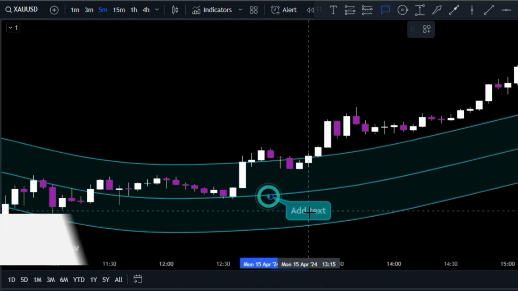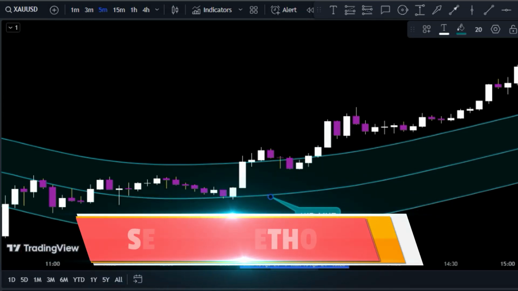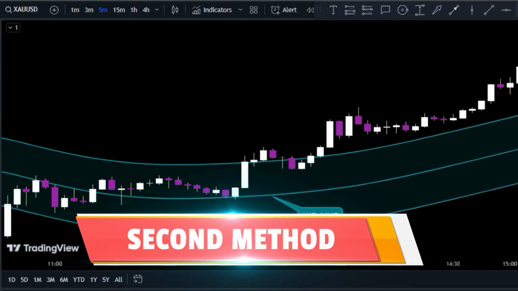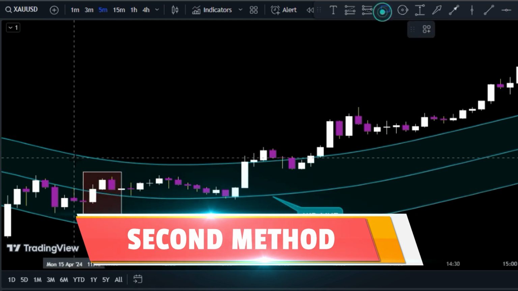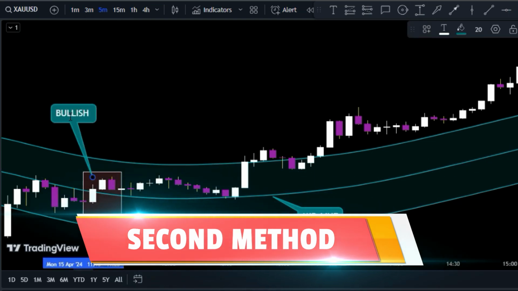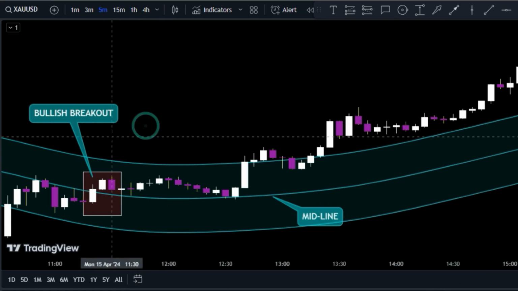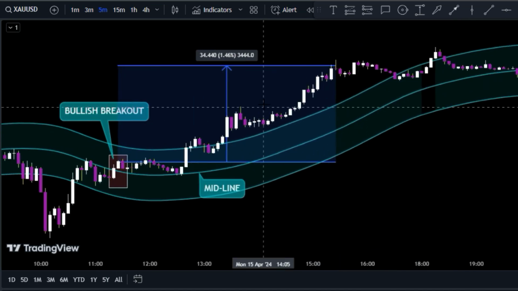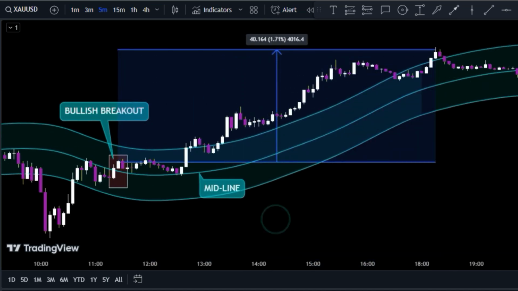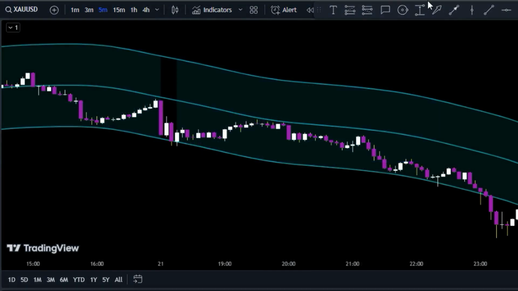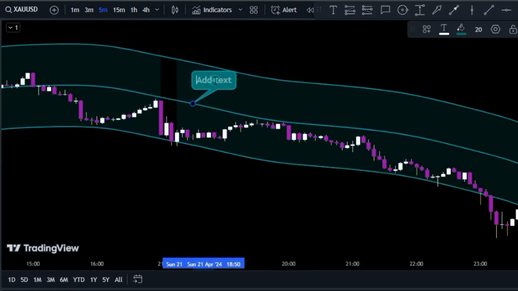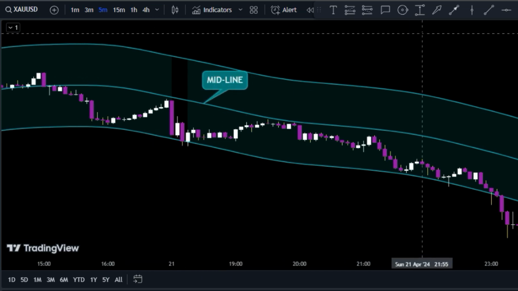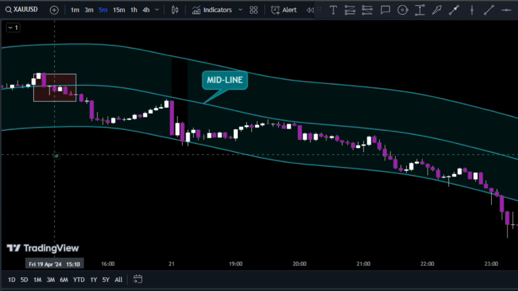Next, we have the midline method. Watch out for the price breaking through the midline and heading upward. That's another bullish breakout, signaling it is time to buy and enter the trade. But if the price breaks through the midline and goes downwards, you've got a bearish breakout on your hands, telling you it's time to sell and dive into the trade.